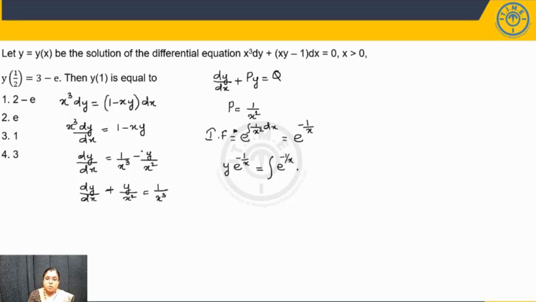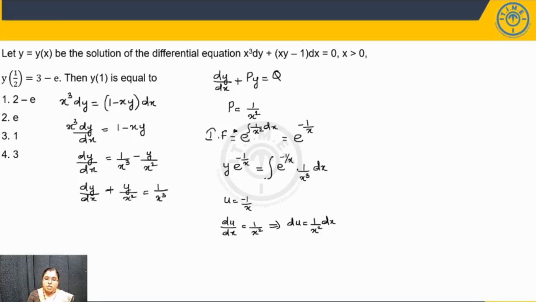Right hand side is 1 by x cube dx. So this is what we have to integrate. Now I'm just going to take u equal to minus 1 by x. If u is equal to minus 1 by x, du by dx is 1 by x square, so that you have du equal to 1 by x square dx. And also we have one more 1 by x here.